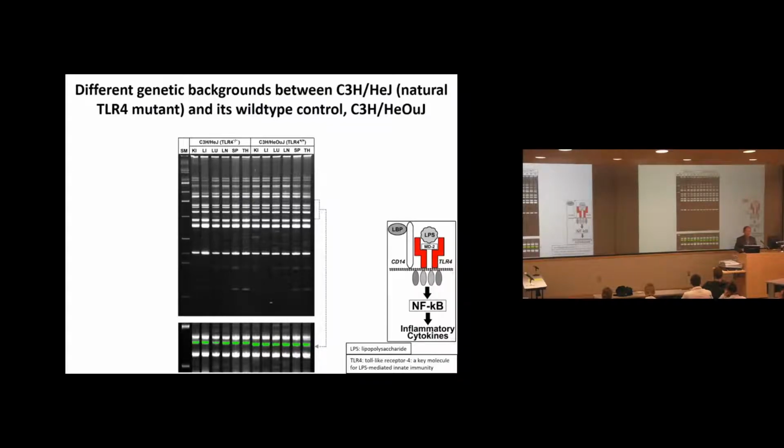Since we are studying the effect of the infection in terms of regulation of signaling pathways and other aspects of the stress response, we introduced a TLR4 mutant for our study. TLR4 is toll-like receptor 4, and it is a key molecule for lipopolysaccharide-mediated innate immunity. As you can see on the illustration, the red symbolizes TLR4, which is a receptor for LPS.